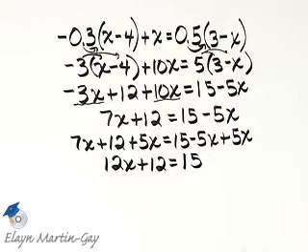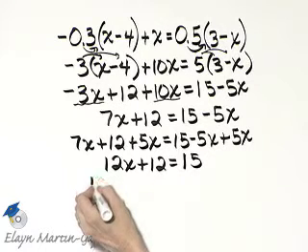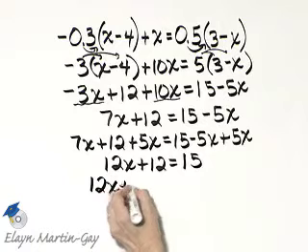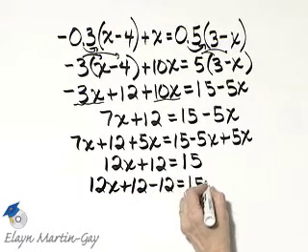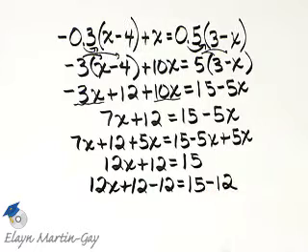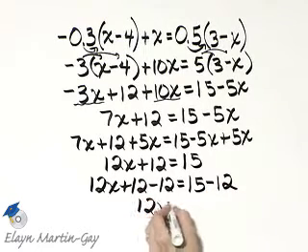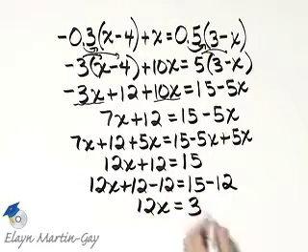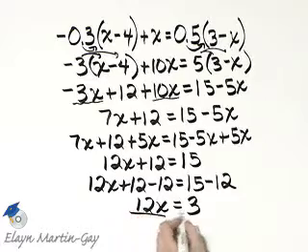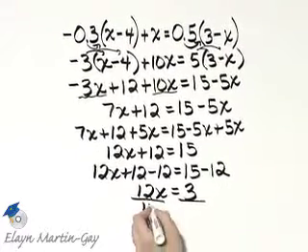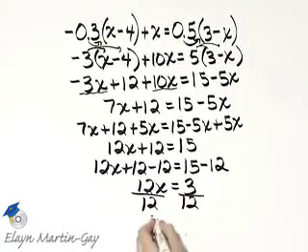And now let me subtract 12 from both sides. So the left side, 12x plus 12 minus 12 is equal to 15 minus 12. The left side is 12x, the right side is 3. Notice I've got variables on one side, numbers on the other, and now let's finish solving by dividing both sides by the coefficient of x, which is 12.